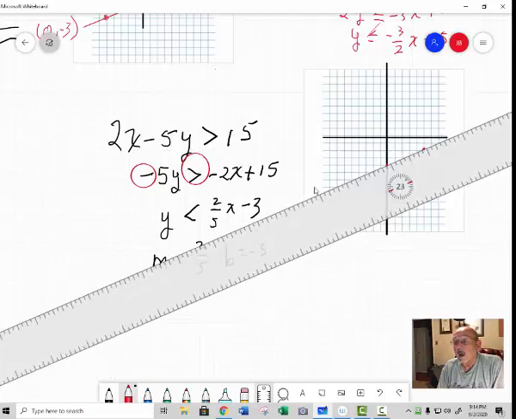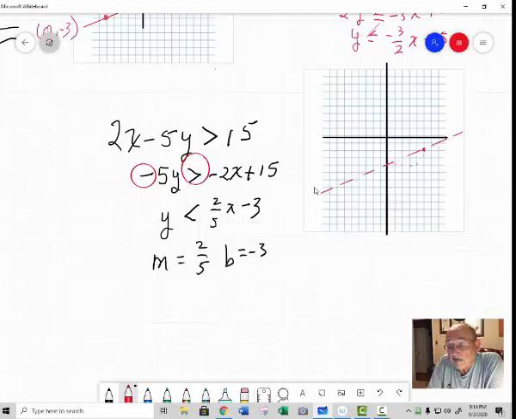Now the reason that I do that, if I pick out any point on the line, well, I know that 0, -3 is a point on this line. But if I plug it back over here, 2 times 0 minus 5 times -3 is greater than 15. Let's see what we've got here. Well, what I end up with is 15 is greater than 15, and that's not true. Okay? So my problem is I can't have points on the line itself, so that's why I've got a dashed line.